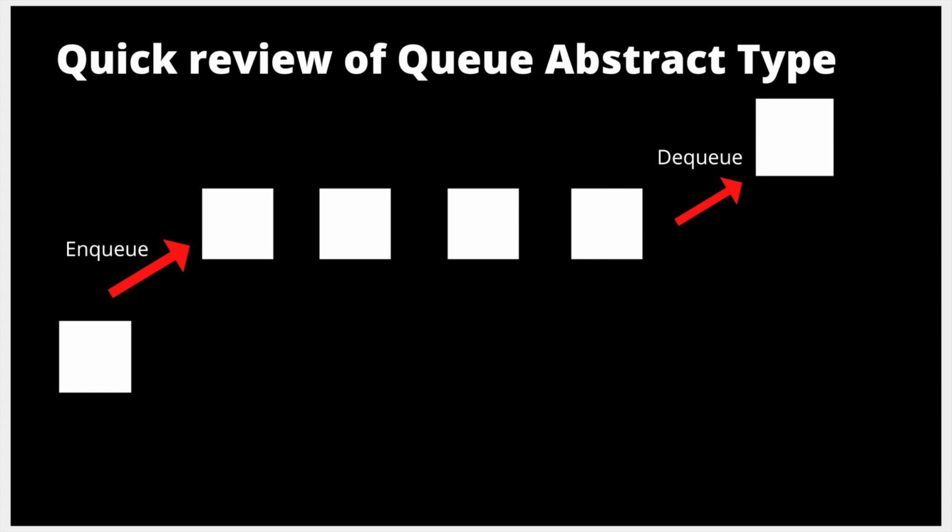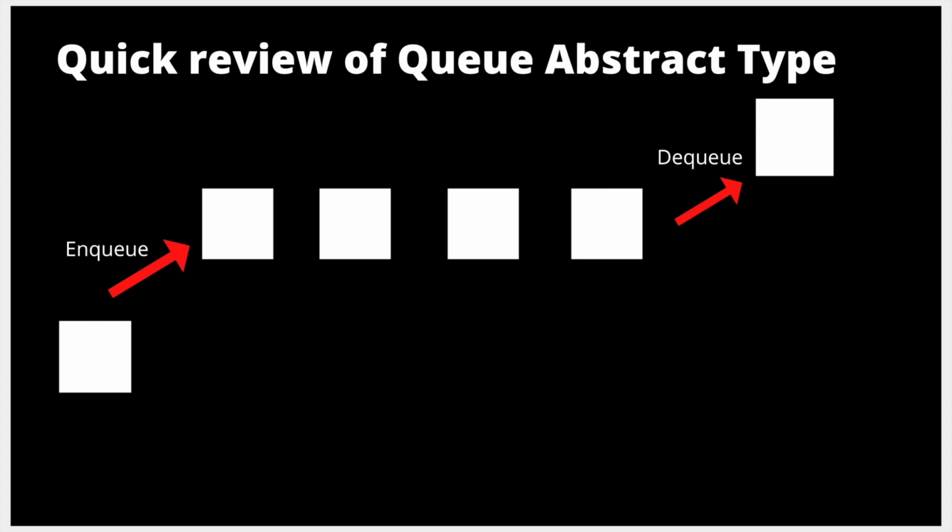So let's have a quick review of the queue abstract data type. If you take a look at this diagram, you will discover that we are adding elements from the back of the queue and we are removing elements from the front of the queue. And this is how we expect a queue to behave. Now, if you take a closer look, you will discover that the first element that enters the queue is the first element that will be removed from that queue. Okay, so this is the expected behavior of a queue abstract type.